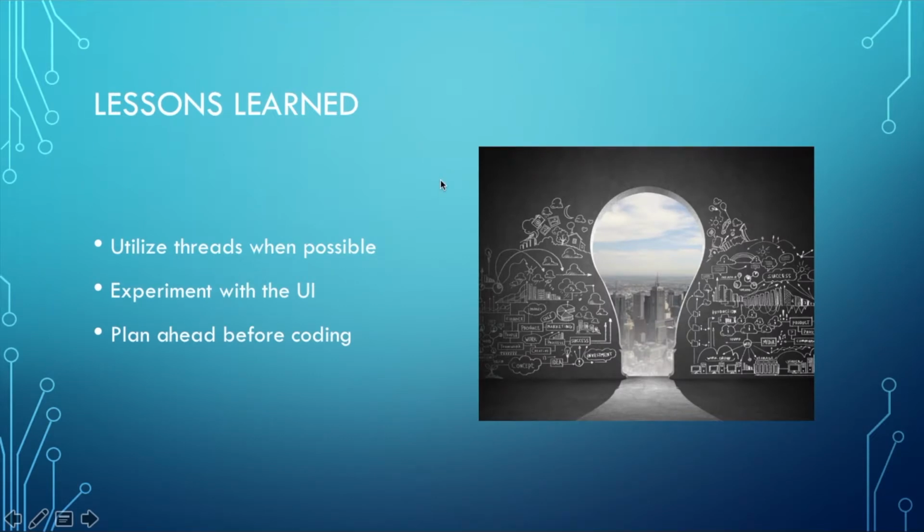Some of the lessons that I learned throughout this project are to utilize threads whenever possible. Part of the reason why I think my app can feel slow sometimes is because I have a lot of different processes going in sequential order. It would make a lot more sense if I took the time to create separate threads and allow the data to transfer quicker.